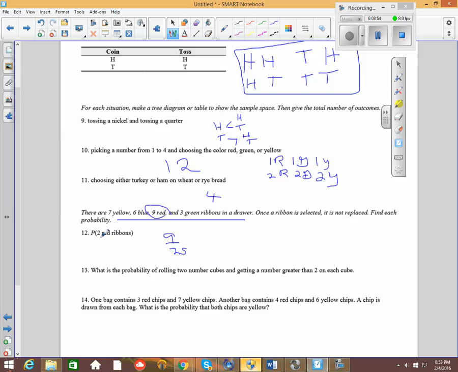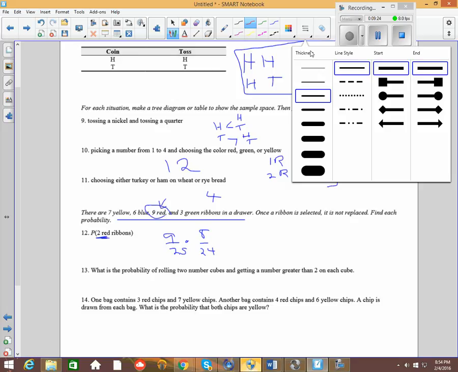So it says you've drawn out 2 red. So you know you've drawn out a red. So you don't have 9 left anymore. Right now you have 8. Okay, and now you don't have 25 left because you took one out. You have how many? 24. And what do we do to those two numbers? We have to multiply them to get the probability. Now, we can multiply straight across, but we'll get larger numbers. So why don't we try and simplify one of them? Let's see if we can simplify the 8 and the 24.